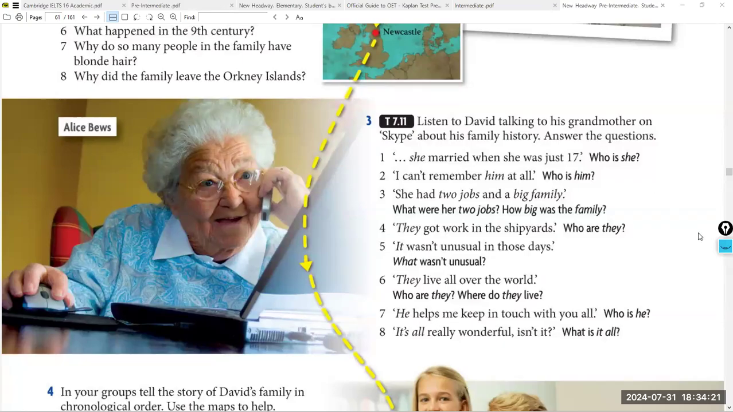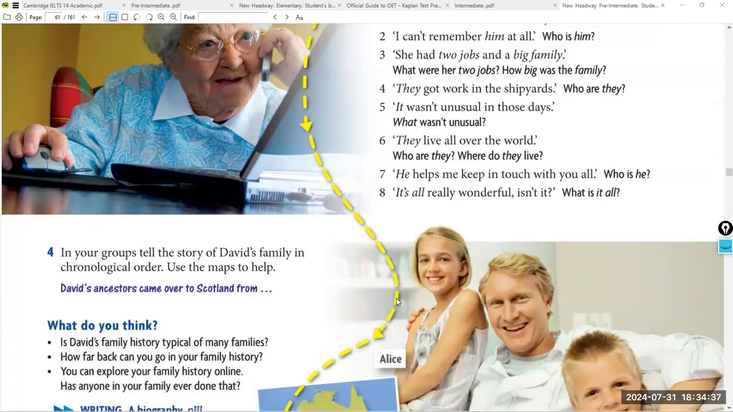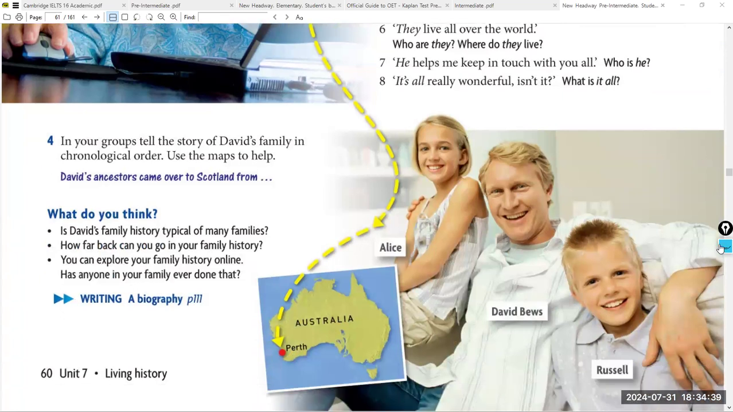Okay. So, guys, after listening to the recording about David, who is talking to his grandmother, and after answering these questions, now I think it's the time to discuss something new. Now, guys, at the end of the same page, we have writing and we have a biography. Let's try to know about the meaning of biography, and we have to learn how to write a biography.